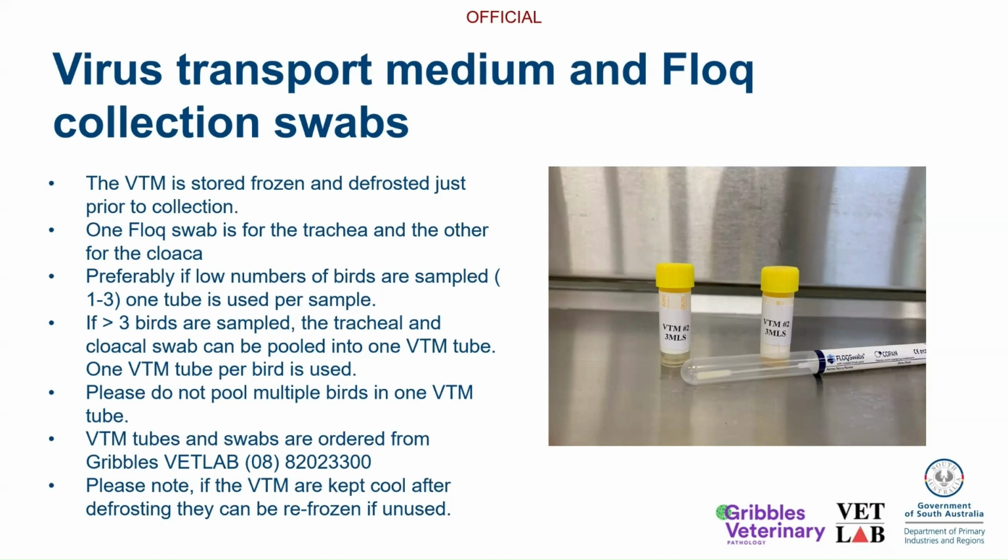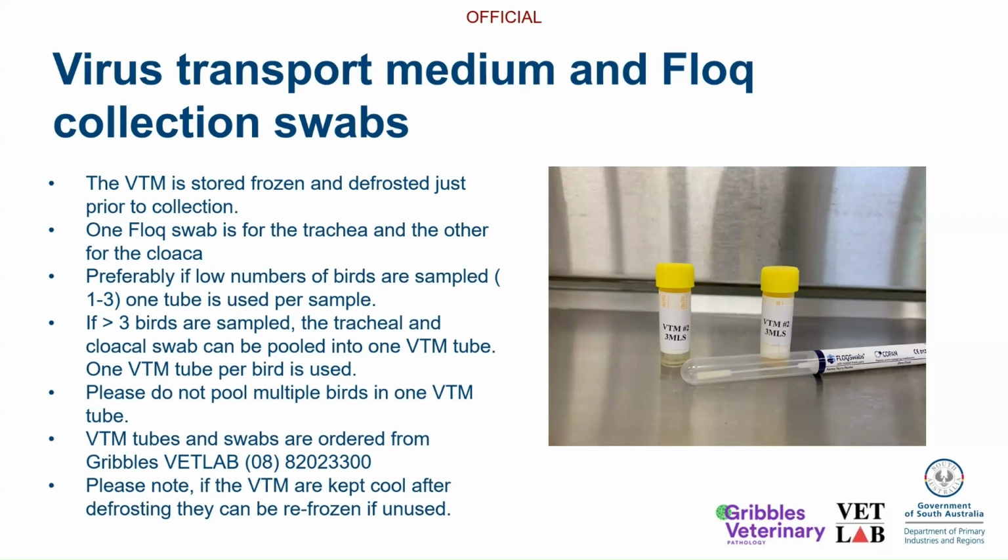The primary point of testing is detection of nucleic acid. That test is actually done here at Gribble's Vet Lab, but the next step is then culture of the virus if there is a positive influenza A growth. For culture, that's done at the Australian Centre for Disease Preparedness, a reference laboratory at Geelong. That is done on individual birds.